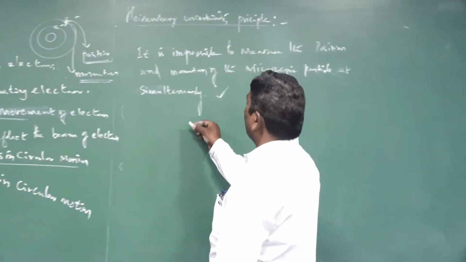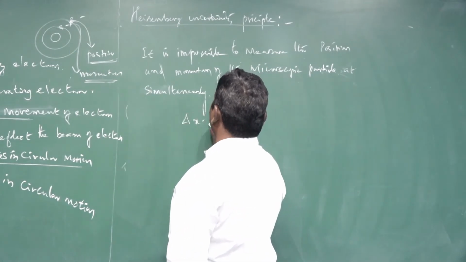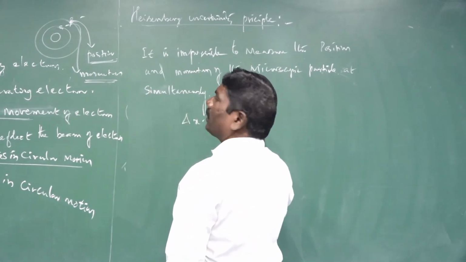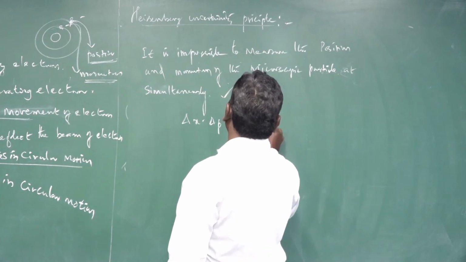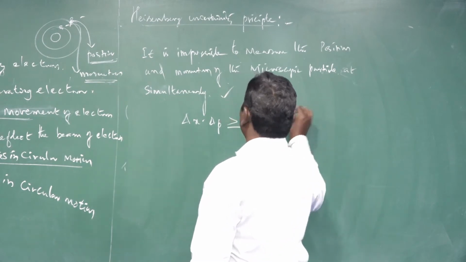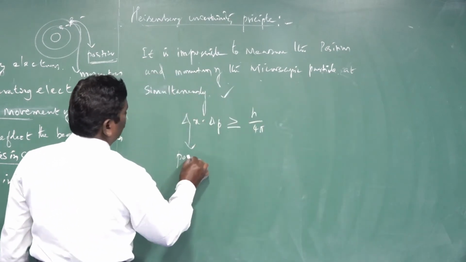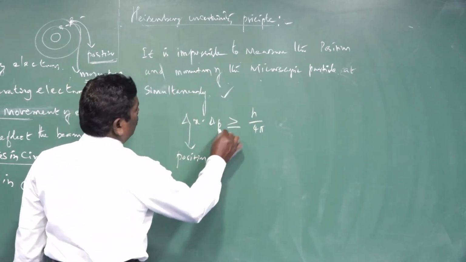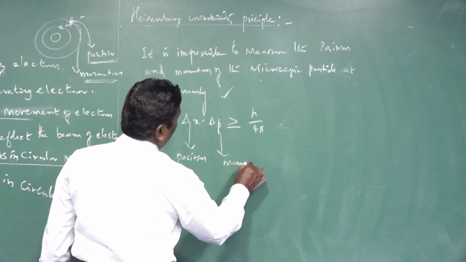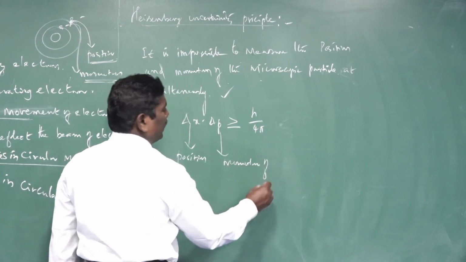Now he has given a relationship: delta x into delta v is greater than or equal to h by 4 pi. This is a point you should understand. This explains the position, and this explains the momentum of the electrons.